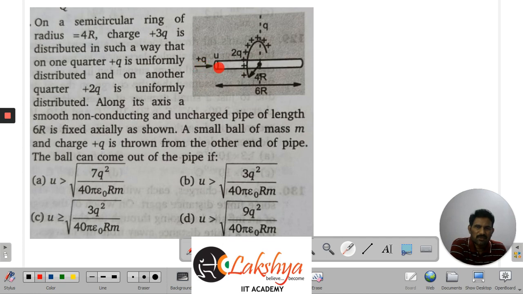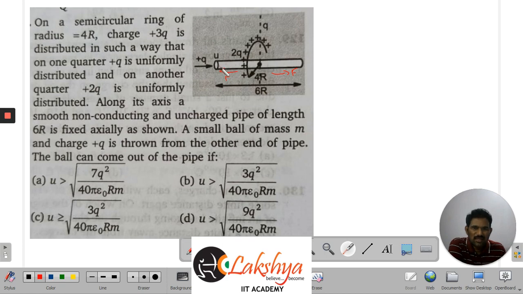Along this pipe we are projecting a particle such that it just reaches the other end, so they are asking for that minimum velocity. While it is coming here, this particle will experience some repulsive force, right? If the particle is on the left side of the ring, the force will be along this direction. When the particle is on the right side, the repulsive force will be along this direction.